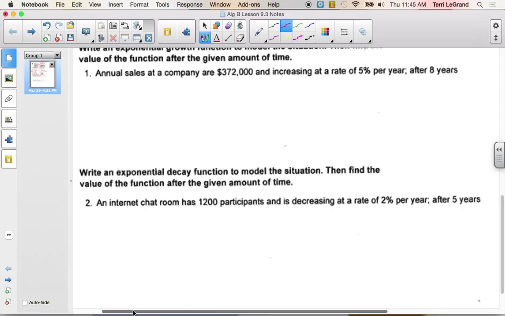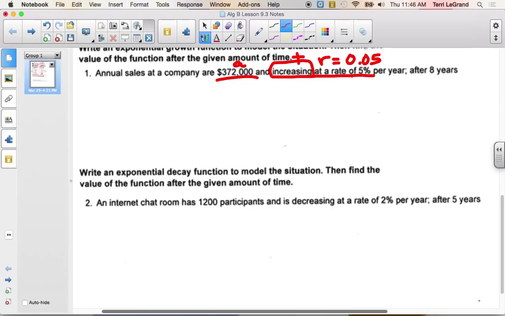Okay? So, what is this 372,000 going to be in our formula? Your A. This is our A value. What about this increasing at a rate of 5%? That's going to be your R. So R equals what? 0.05. And if it is increasing, that means we're going to add that to 1 or subtract it? Add.